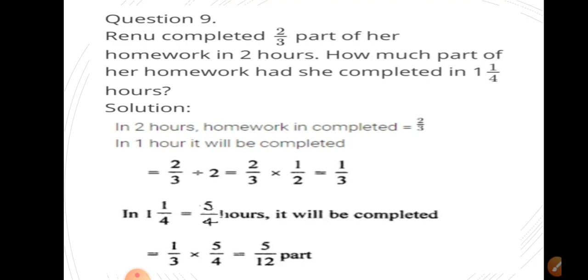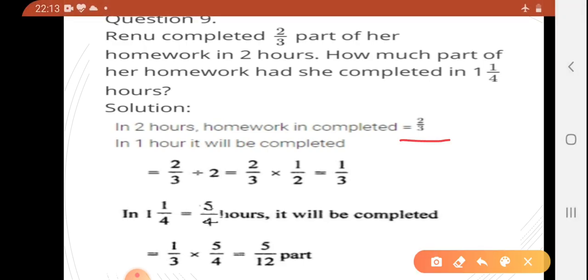In 2 hours homework completed is 2 upon 3. So in 1 hour, divide 2 upon 3 by 2, it will come 1 upon 3. Now in 1 hour she completes 1 upon 3. So in 1 whole 1 upon 4 hours we will simply multiply it and we will get the answer 5 upon 12 parts she completes in 1 whole 1 upon 4 hours.